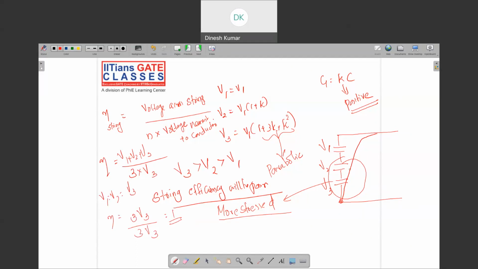All the voltages are equal, or rather uniformly distributed. So these will be added up like this, and the total potential will be like this. So this is basically known as string efficiency.